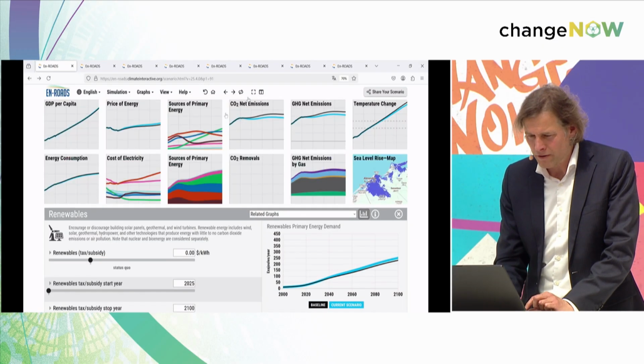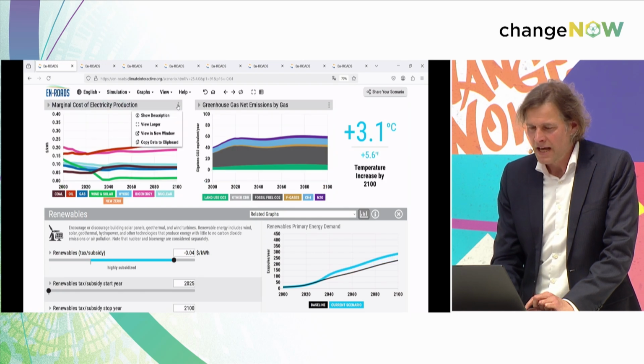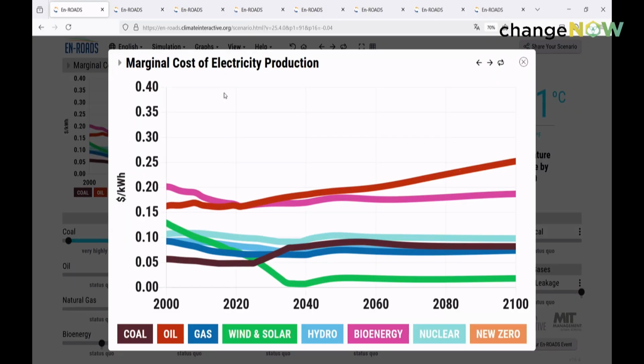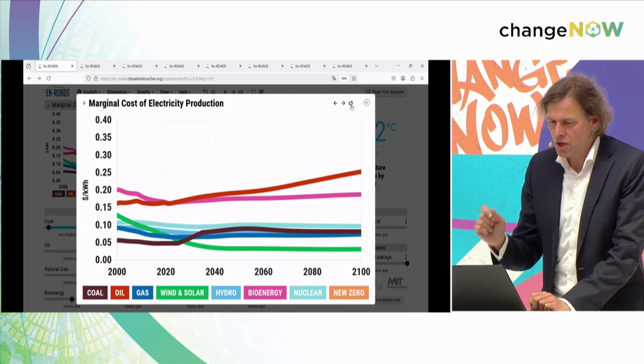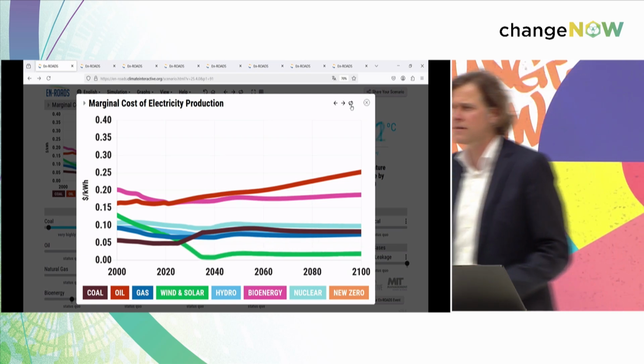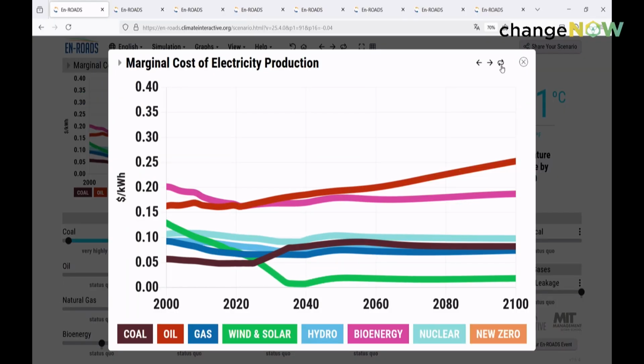What is going on? Why is it not more? I have to say that most of the politicians I talk to actually believe that subsidizing renewables would phase out the fossils, but it's not going to happen. So what are we seeing here? We are seeing the marginal cost of electricity production, and we already see that renewables are the cheapest source of energy today. By subsidizing them even more, you will get them almost for free.